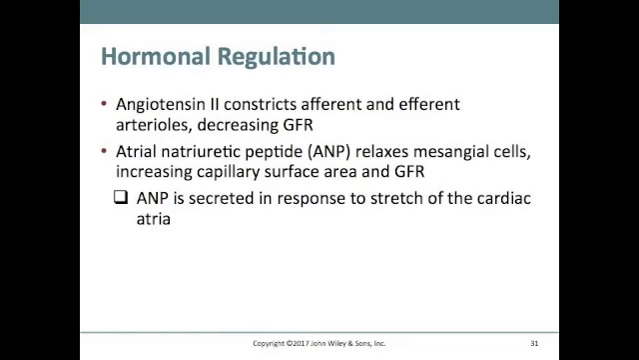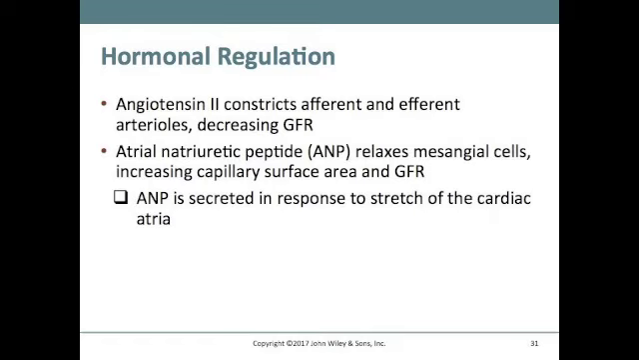And moving on to hormonal regulation of the glomerular filtration rate. Two hormones contribute to the regulation of the glomerular filtration rate. Angiotensin II reduces the glomerular filtration rate, and atrial natriuretic peptide increases the glomerular filtration rate.